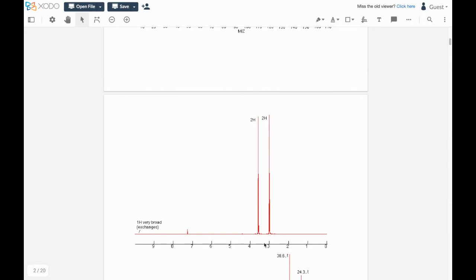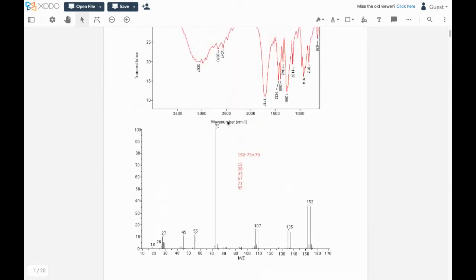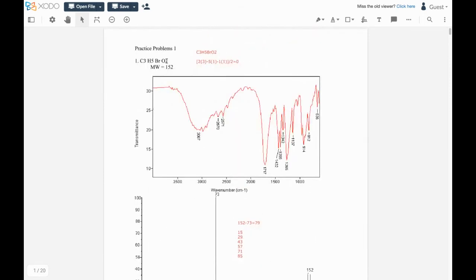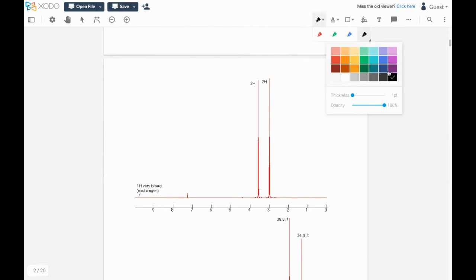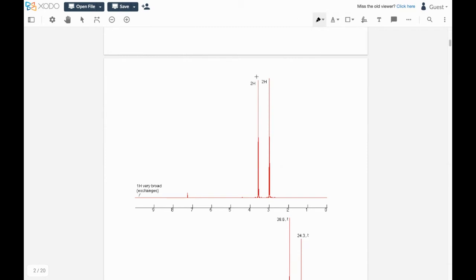Okay, so it looks like it's closer to ethers, and that would make sense since we have 2 oxygens, bromine, and then some carbons. And then I have 2 hydrogens, so I have 2 CH2 groups, okay? So that's what this means. And then 1 hydrogen alone means there's a single hydrogen not neighboring anything.